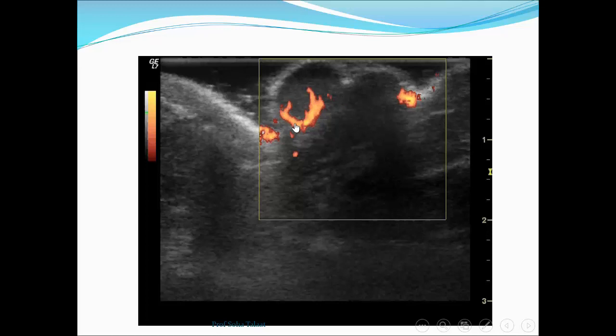Of course, it was seen by the naked eye, but what the ultrasound adds is that it is only in the upper part, with no ductal extension. There are no other lesions present.